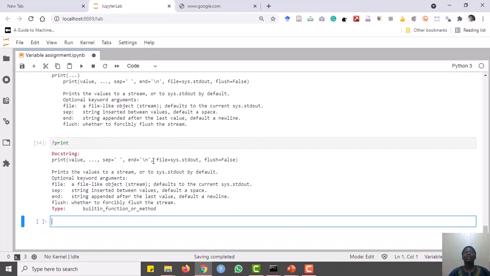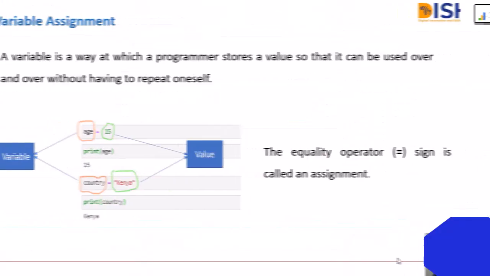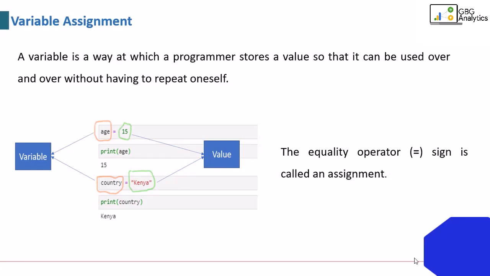So let us revise what we were able to learn in this class. So in this class, we learned how to assign values to a variable, and we know that a variable helps us to store a value into the computer's memory, and a variable is reusable. And the equality operator here is what is called the assignment operator in Python.